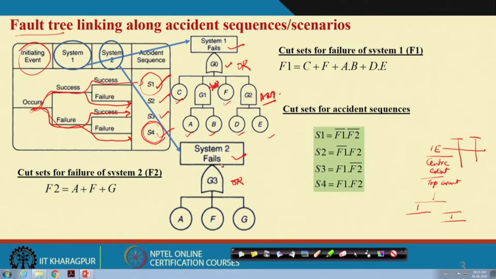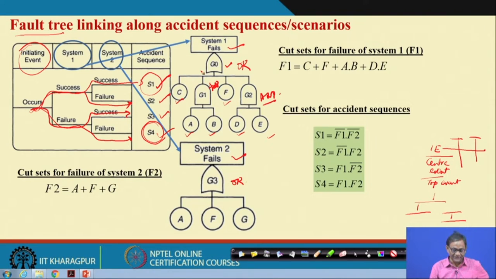Now, what is our job? We want to find out the cut sets along the accident paths, the cut sets for accident scenarios. If I consider S1, this is the first cut set, S2 is the second cut set, then S3 and S4, like this. You may be wondering what is happening here.